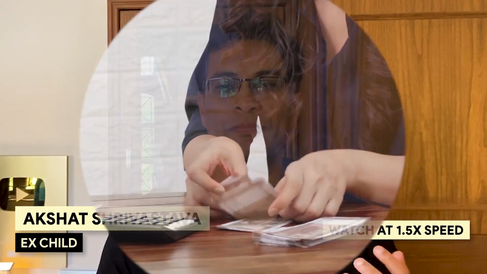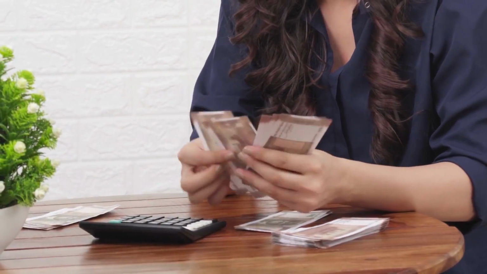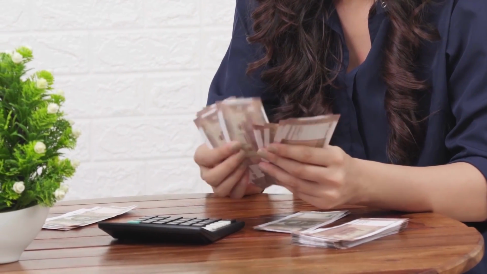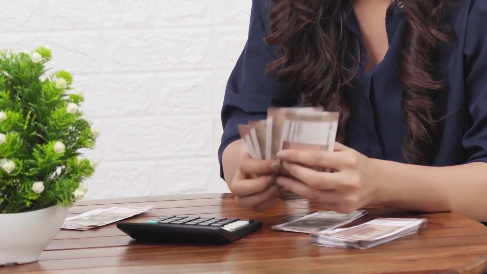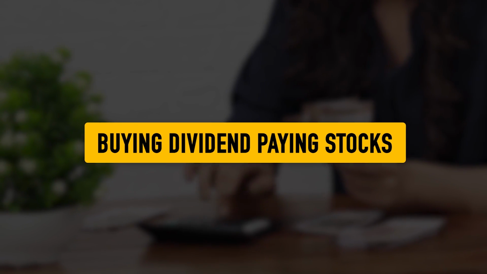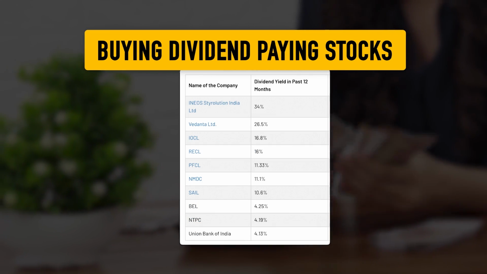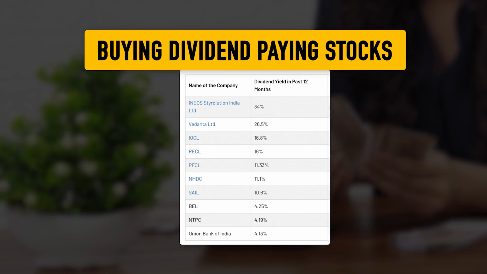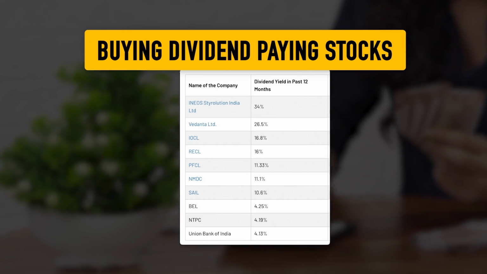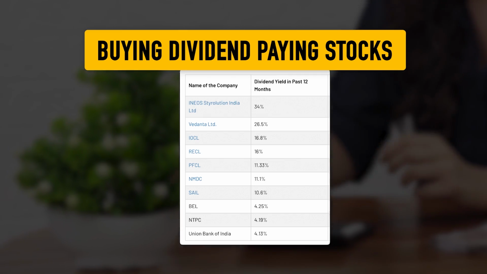So basically, when people want to build their dividend income streams, there are two types of options that they execute. The first and the most common option is that people will buy dividend paying stocks. For example, here is a list of top dividend paying stocks in India that have paid the highest dividend yield last year. So people would usually go and purchase these type of dividend paying stocks.